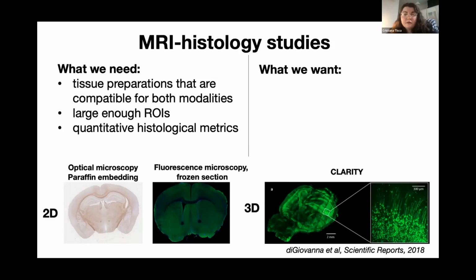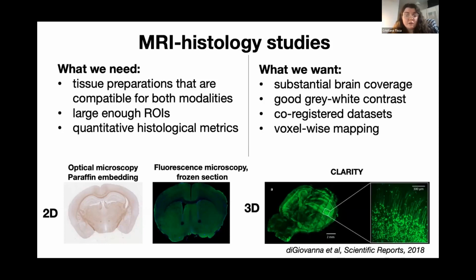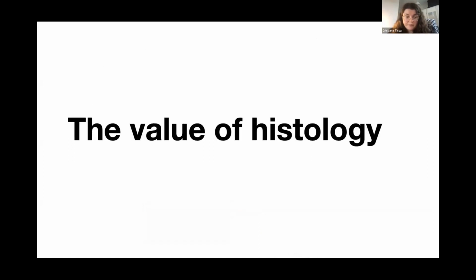But we can also want more in order to conduct more elaborate studies, such as substantial brain coverage, good gray-white contrast in the histology stains that we obtain, co-registered data sets, which will facilitate a voxel-wise mapping between the two modalities. And ideally, we would like to go from 2D slices, which we normally get, to 3D histological data sets, which can be registered to MRI.